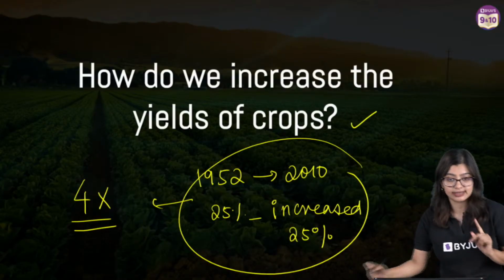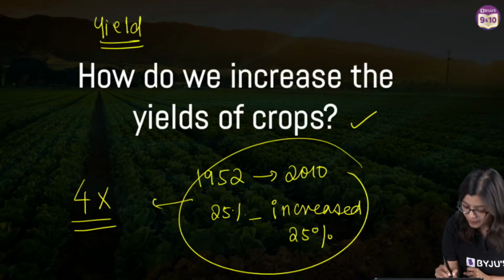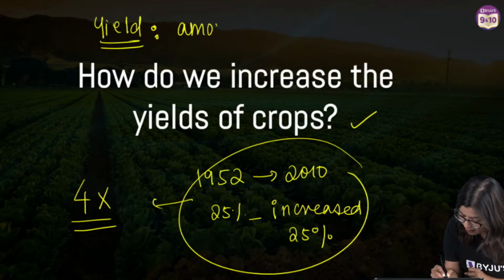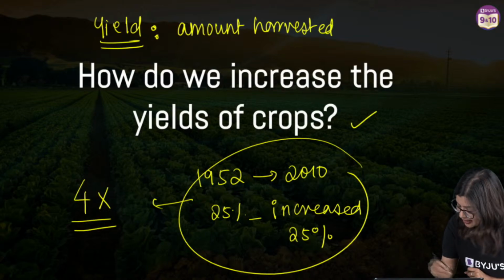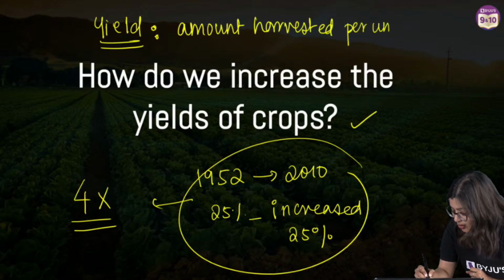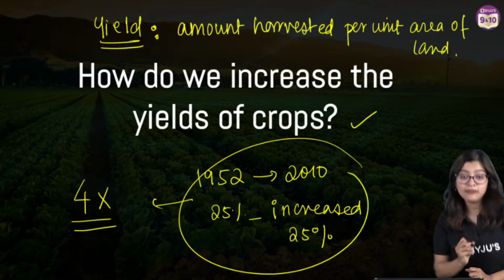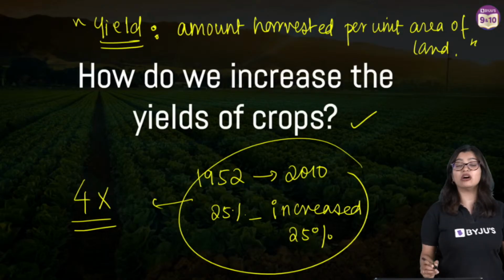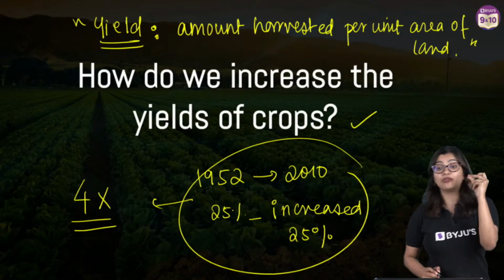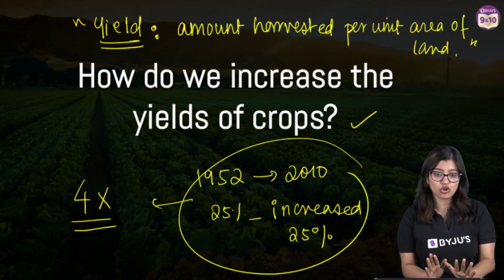But before we understand this, let me quickly tell you what yield is. Yield can be defined as the amount of crops that are harvested per unit area of land. Easy? Are we all clear what a yield is? Because the term yield is something that I will be repeating once again. Yes? So have we understood so far?